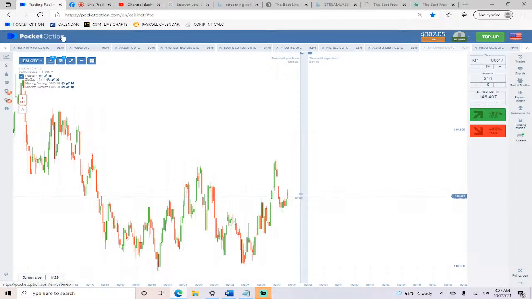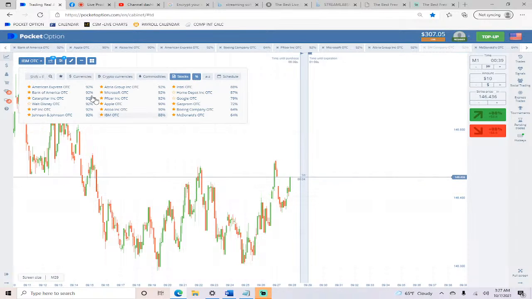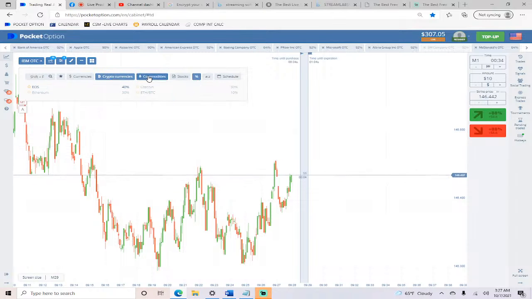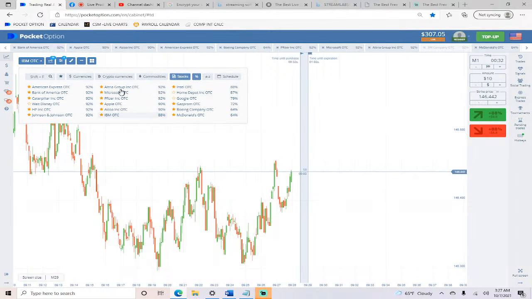I'm on Pocket Options, the broker of my choice. We're going to go here. There's currencies, cryptocurrencies, commodities, stocks. It's 3:30 in the morning. I'm in New Jersey on the East Coast. So there is one of the sessions from 3 to 4. It's at Tokyo.